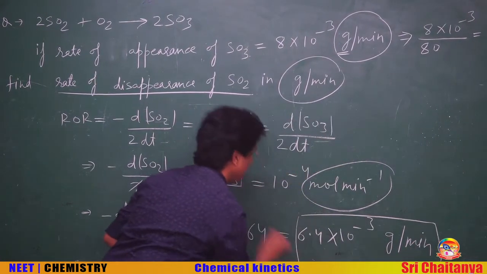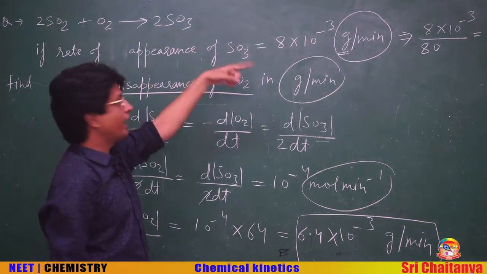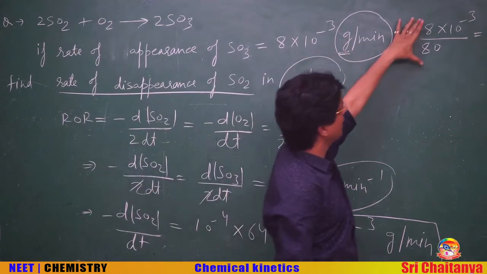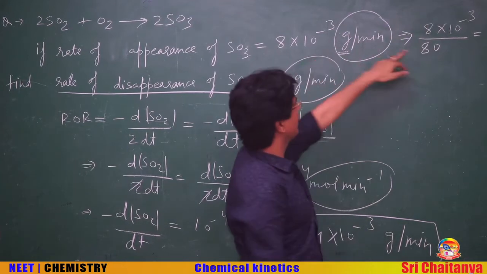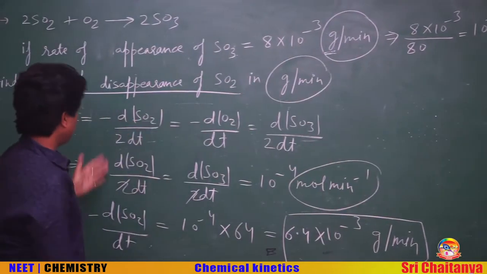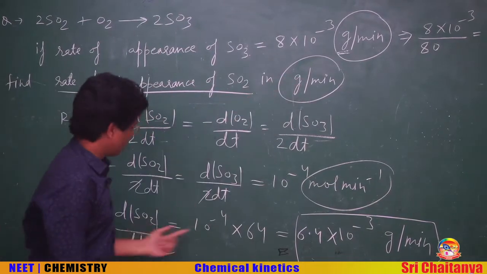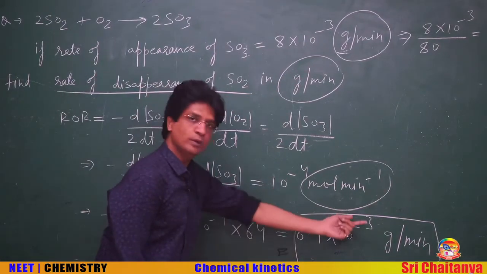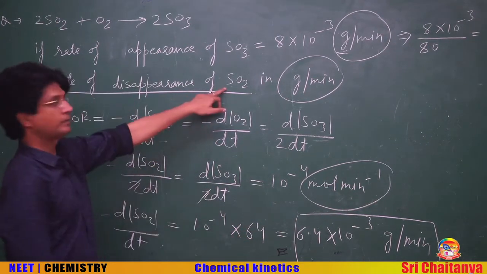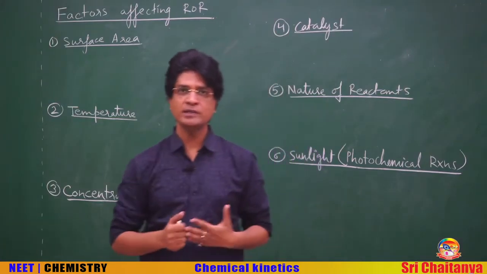So what we are doing here: they have given the data in grams, the equation is given in moles. So I should convert this gram into moles. To convert the gram into moles, I am dividing this grams by molecular weight, and I will get the number of moles. Now I will get my answer in moles per minute. They are asking the answer in grams per minute, so I will have to reconvert the moles into grams by multiplying the number of moles by the molecular weight of SO2. Okay, is that clear?